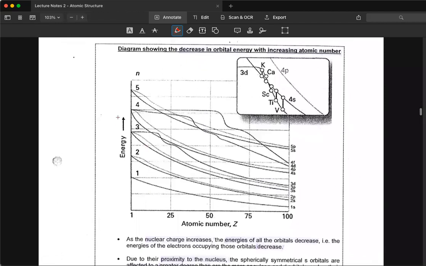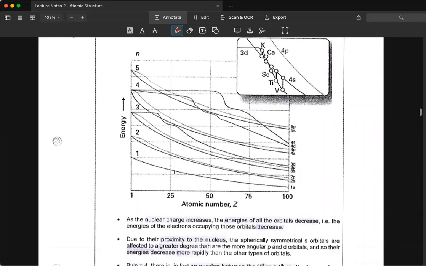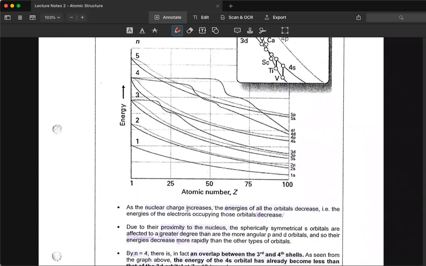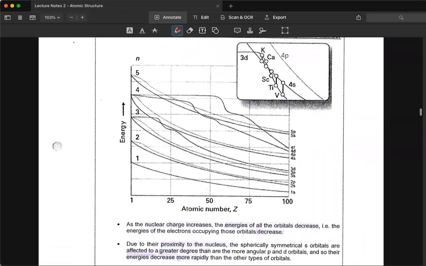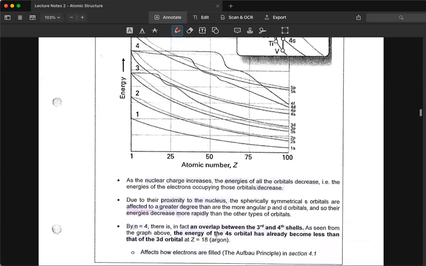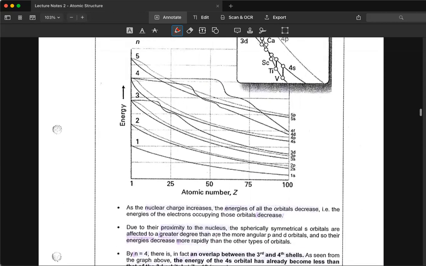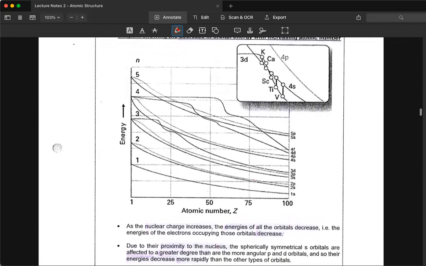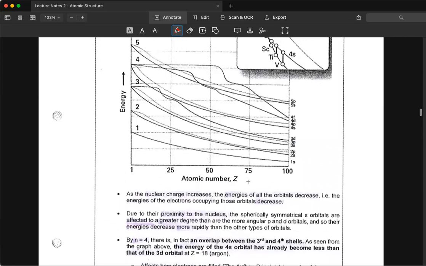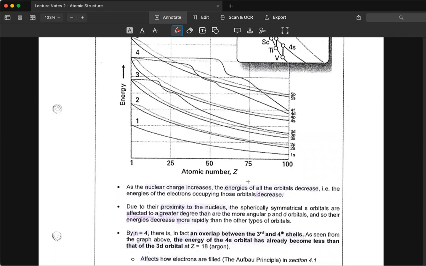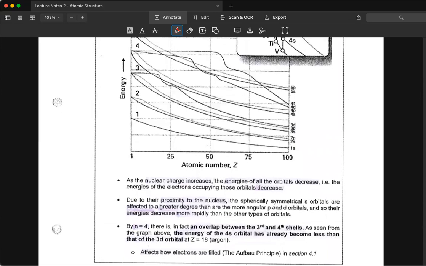Now, the diagram shows how orbital energy decreases with increasing atomic number of the element. So as the nuclear charge increases, the energy of all the orbitals will decrease based on the information here. The energy of the electrons occupying these orbitals will also decrease. Why? Due to the proximity of the nucleus, the spherically symmetrical s orbitals are actually affected to a greater degree than the more angular p and d orbitals. So we will expect the energy of the s orbitals to decrease more rapidly than all other types of orbitals. So if you look at the diagram, there is a drop for every orbital energy level, but it is more significant with s because of its proximity to the nucleus and the spherically symmetrical shape it has. So it is affected to a greater extent compared to the other orbitals.